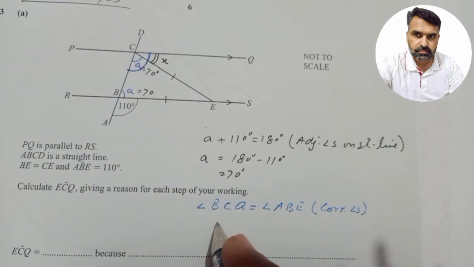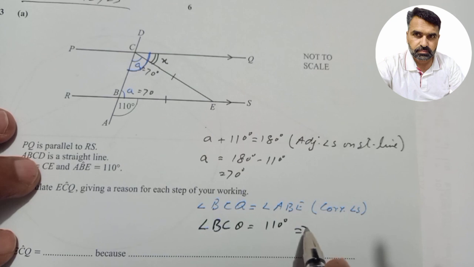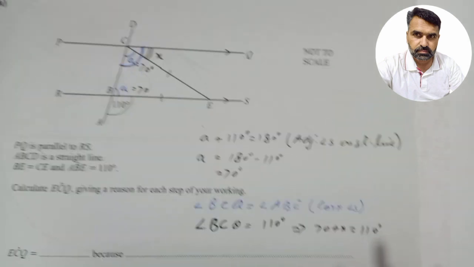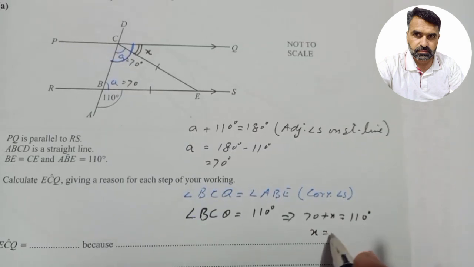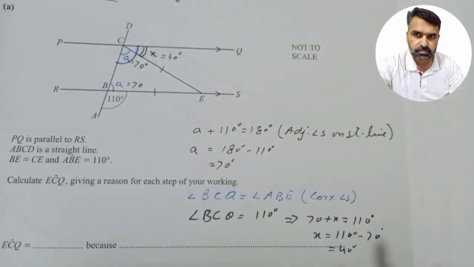So students, angle BCQ is equal to 110 degrees, and angle BCQ is equal to 70 degrees plus X, which is equal to 110 degrees. Transfer this 70 to the right side and it will become minus. So the value of X will be 110 degrees minus 70 degrees, and it is equal to 40 degrees. And we have found out that this angle is 40 degrees.